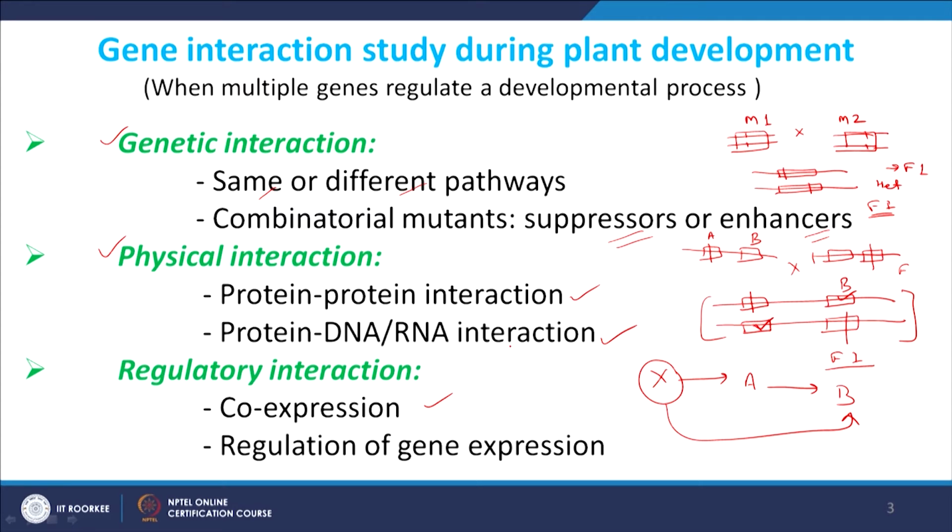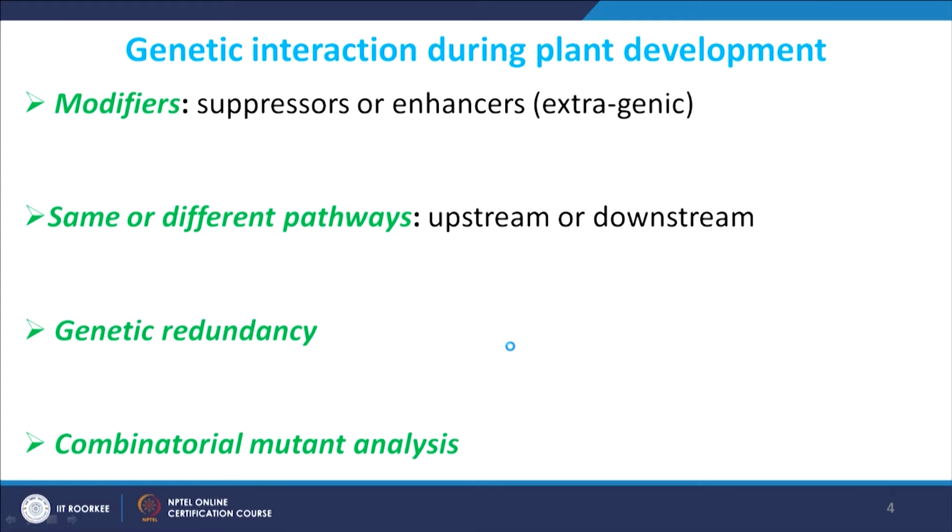If you check a particular tissue or developmental stage and identify which genes are co-expressed, you can predict that there might be interaction between them if both are present in the same cell or in the same tissue. So we will take them one by one. First, start with genetic interaction.